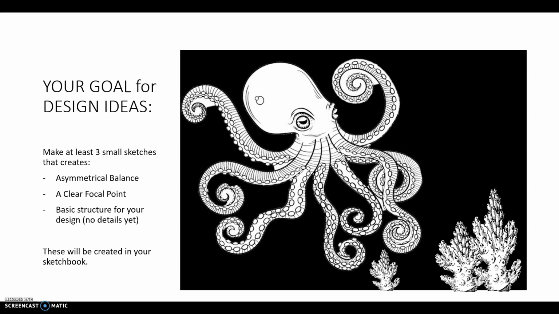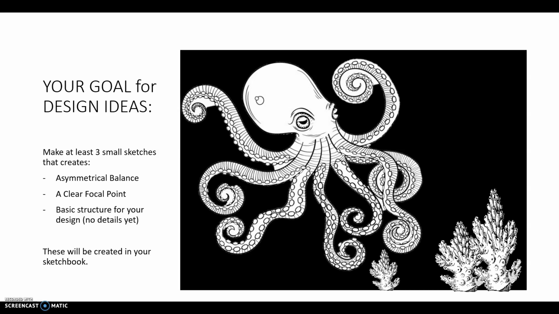Your goal is to come up with your own idea now. You're going to create at least 3 small sketches. In those sketches, you want a design that makes asymmetrical balance, one larger thing, one more detailed thing balanced out by some smaller objects or by some breathing room, nothing right in the middle. You want a clear focal point, something that we look at first. What's the main star of your show? And then also, you just need the basic structure for your design. You don't need to worry about details yet because it's just a roadmap.